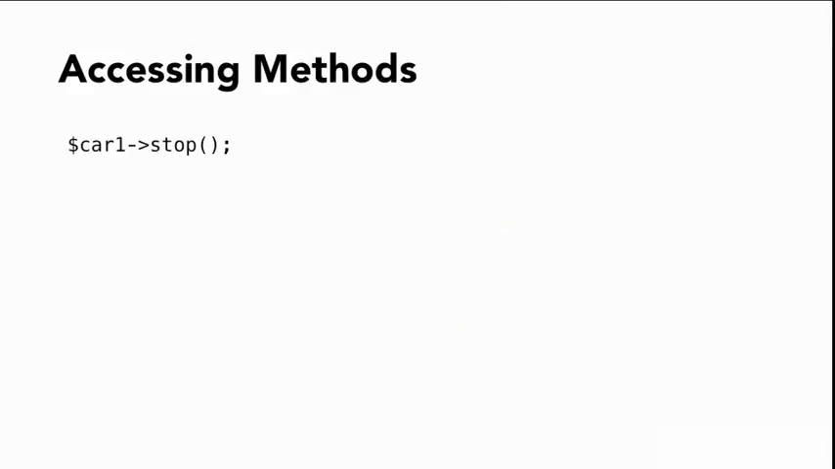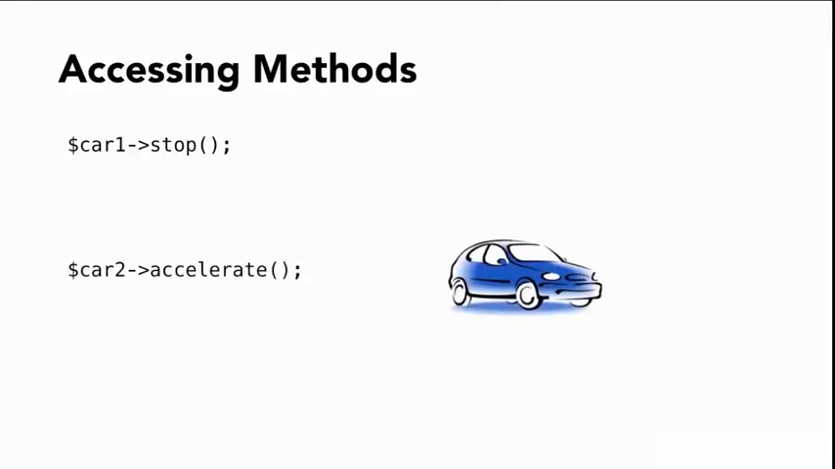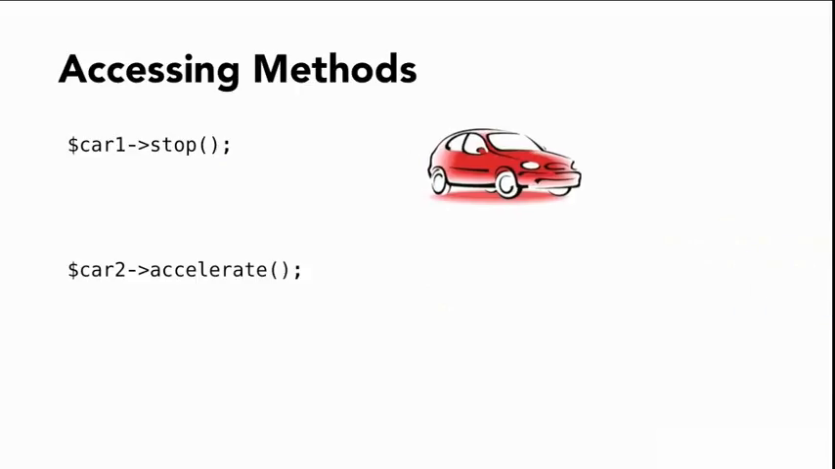Just append the arrow operator to the variable that contains the object, followed by the name of the property. The arrow operator is also used to call an object's methods. So if car objects have stop and accelerate methods, you can make car1 stop, while car2 accelerates away. Those are the basics of working with objects and classes. In the next video, we'll look at a practical example.